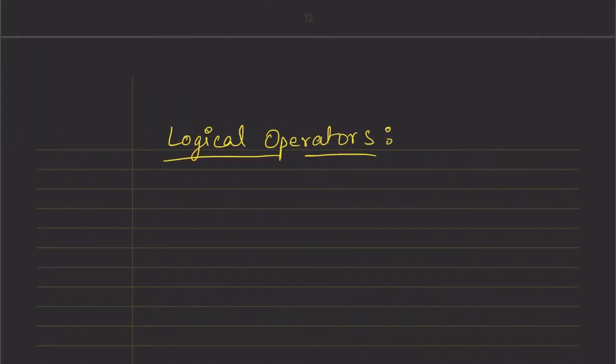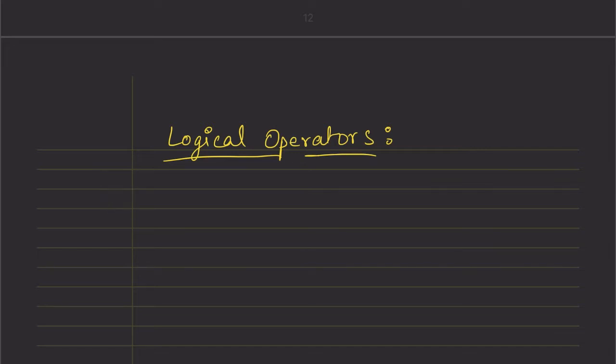Moving on to the next topic, that is logical operators. So what are logical operators? Logical operators are those operators which are used to implement logic in your decision making process. So what are the types of logical operators available in Python? There are three basic logical operators available in Python. Let's understand all of them one by one.